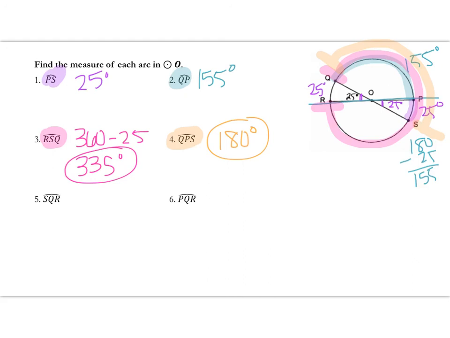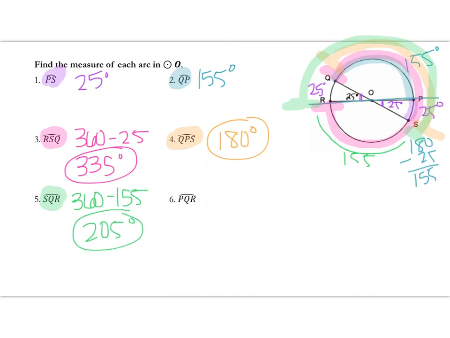So the next one says SQR. Start at S, go to Q first, then stop at R. That's everything except for this section here, which would also be 155. So we're going to do 360 minus 155. Gives you that that section should have been 205 degrees.